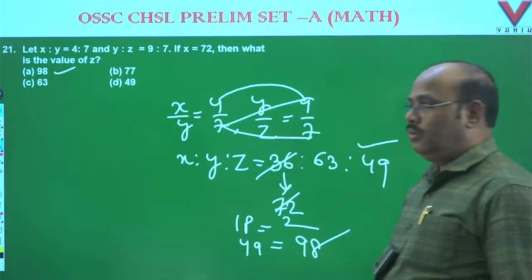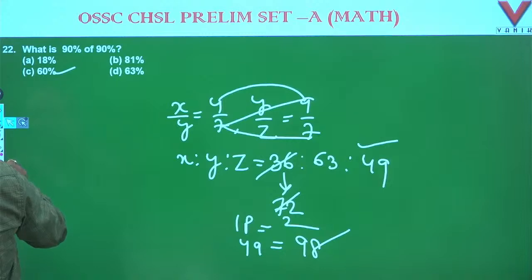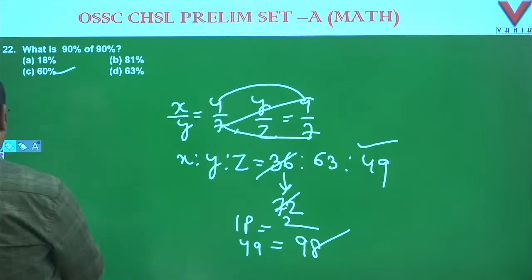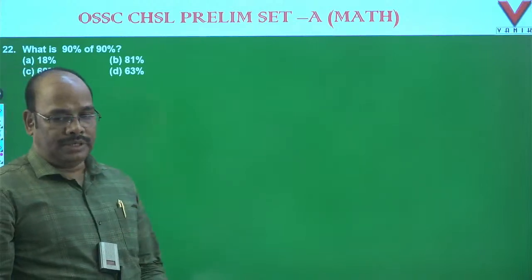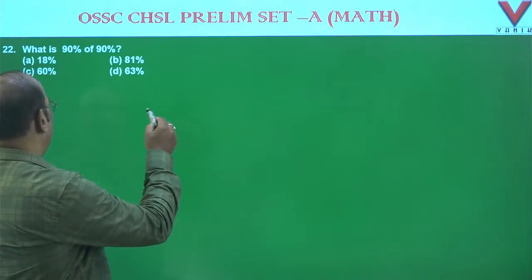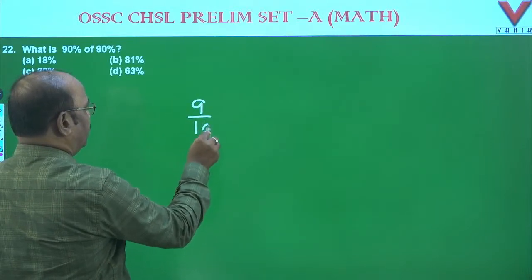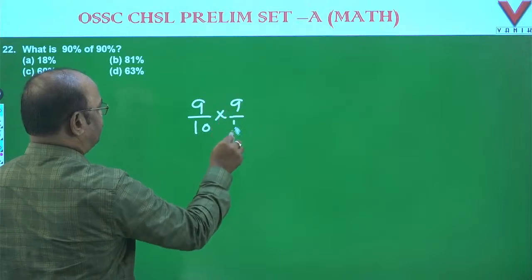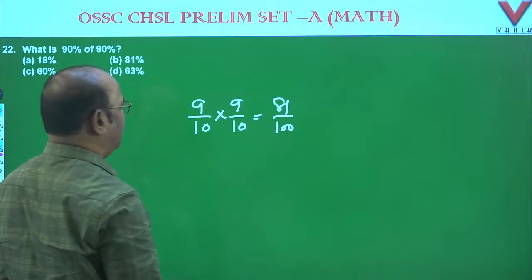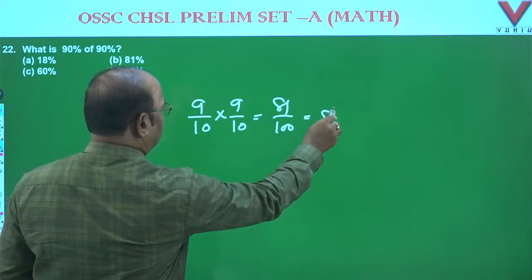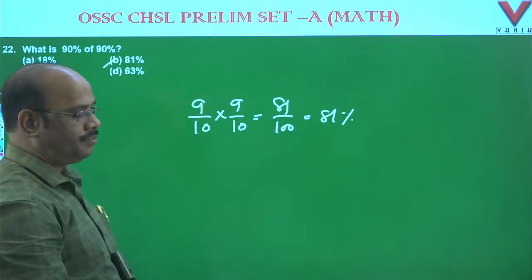Next question 22. What is 90% of 90%? To find 90% of 90%, we just multiply. 90% is 9 by 10, and again 90% is 9 by 10, so that becomes 81 by 100, which is 0.81. In percentage form it is 81%. So the option is the second option, B.